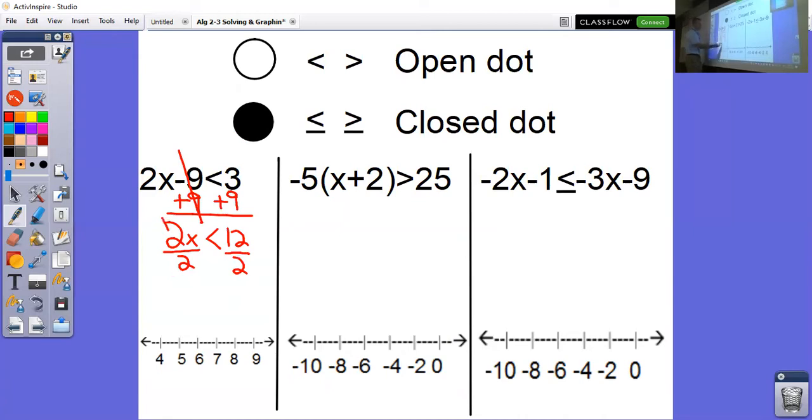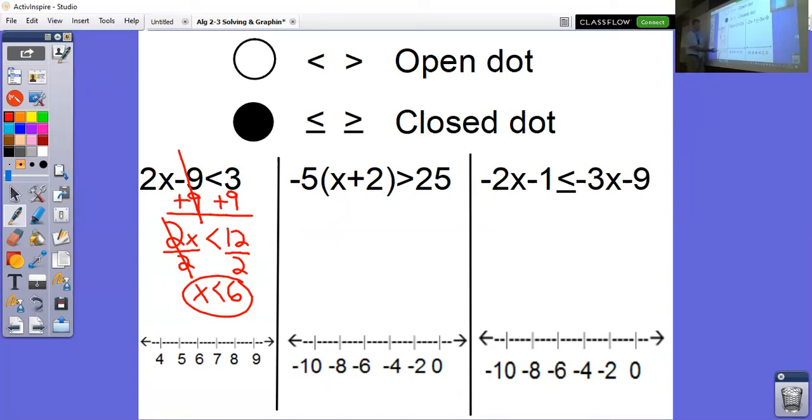So divide by 2, divide by 2. Always do top divided by bottom. 12 divided by 2 is 6. And we just bring down our inequality symbol. So here's our inequality answer: x is less than 6.